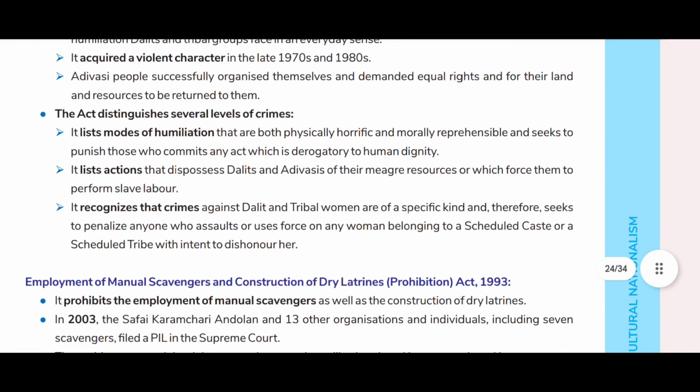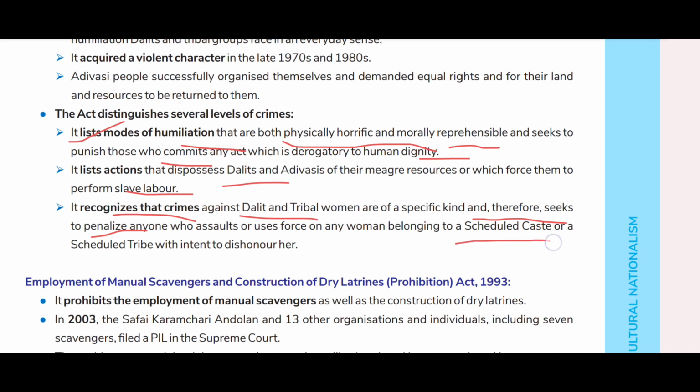The act distinguishes several levels of crimes. It lists modes of humiliation that are both physically horrific and morally reprehensible and seeks to punish those who commit any act which is derogatory to human dignity. It lists actions that dispossess Dalits and Adivasis of their meagre resources or which force them to perform slave labor. It recognizes that crimes against Dalit and tribal women are of a specific kind and therefore seeks to penalize anyone who assaults or uses force on any woman belonging to a Scheduled Caste or a Scheduled Tribe with intent to dishonor her.